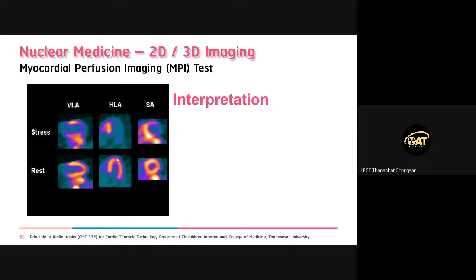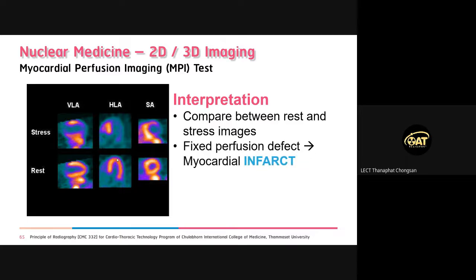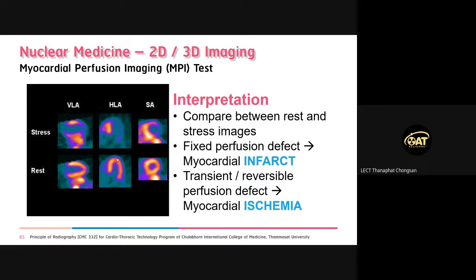Okay, for interpretation of myocardial perfusion imaging, these are the imaging outputs. The view selection is similar to the general cardiac view. Everyone has to compare between the rest state and the stress state. If you see a fixed perfusion defect, that is myocardial infarction, but if you see a transient or reversible perfusion defect, that is myocardial ischemia.